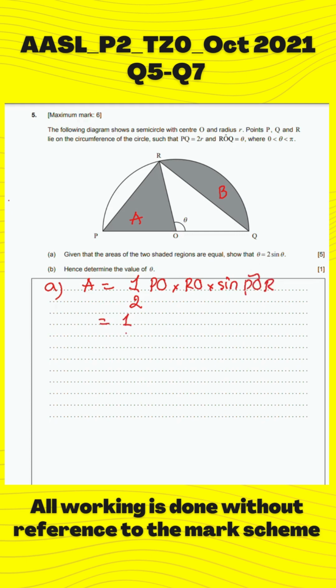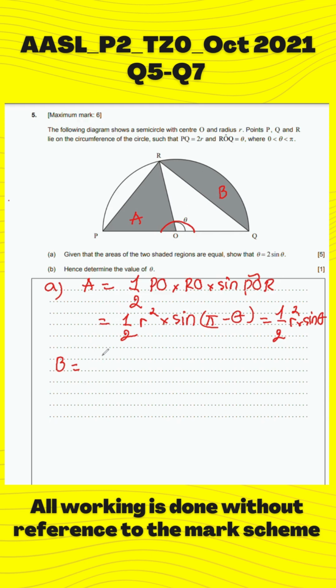So it will be 1/2 of R squared multiplied with sine of pi minus theta, because this is pi. So we know that sine of pi minus theta will also equal sine of theta. So it will be 1/2 of R squared multiplied with sine of theta. Okay, B. B will be the difference between the area of the sector and the area of this triangle.